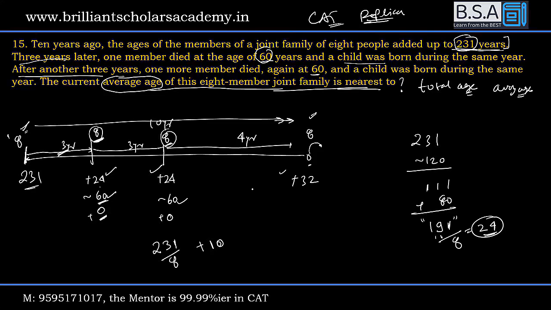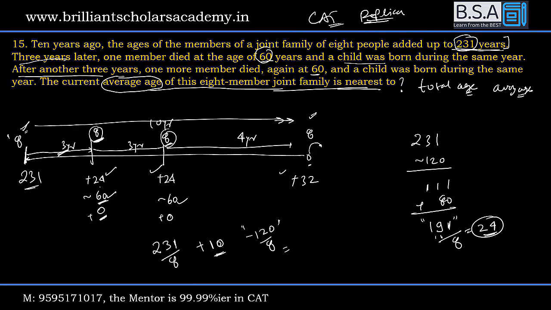I have trained you on this concept earlier: when you increase every number by k, it appears in the average. This should have been the average, but we lost two members, 60 and 60. So we lost 120 divided by 8. On average, we lost this. So your answer should be 231 by 8 minus 10 plus 10 minus 15, that is, 231 by 8 plus 10 minus 15.